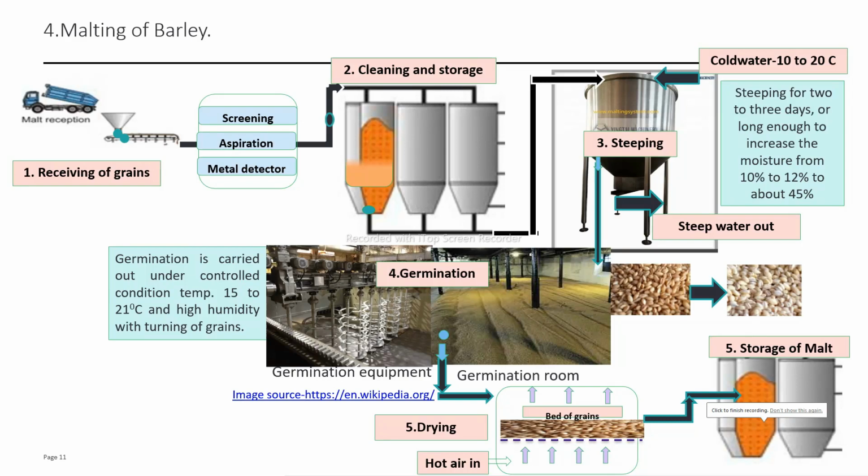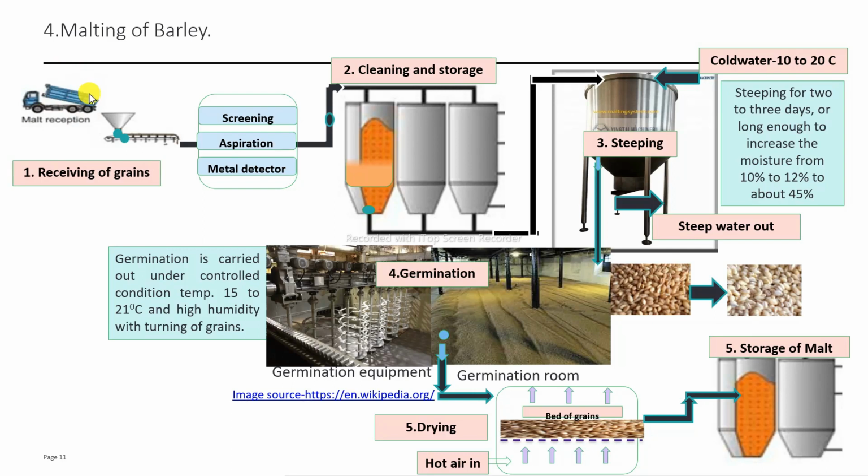What are the main steps involved in the malting process? You can see in this flow sheet the main steps in barley malting. The first is receiving of the barley grain. During receiving, the moisture percentage and contaminant particles are checked. After receiving, the grains are properly dried and stored.